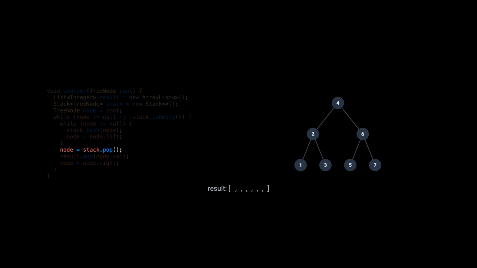When we can't go left anymore, we pop from the stack. That node is the next one in inorder order. We add its value to the result list. That's the visit step. Then we set the node to its right child. If it's null, the next iteration will pop again from the stack.